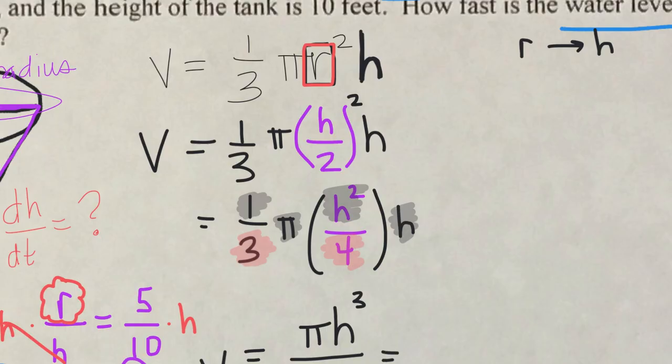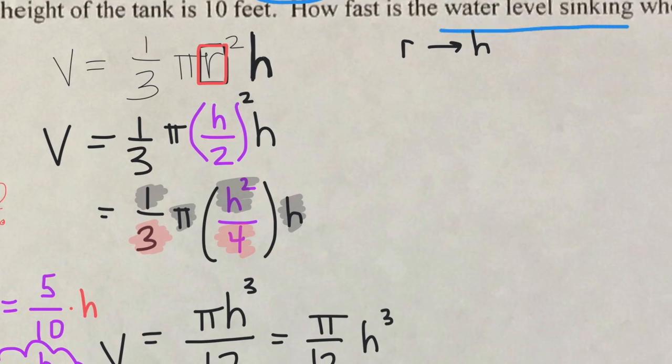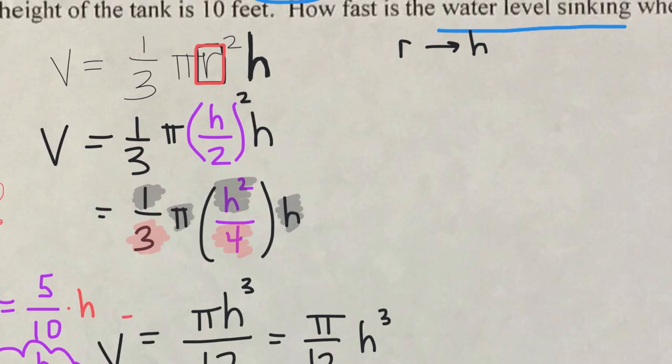Okay, and maybe for funsies, we want to write this as pi over 12 times h cubed. Right? Because pi over 12, that's a constant. That's a number. H cubed is my variable. Because now I want to perform the calculus and take its derivative. So we start with V. The derivative of volume with respect to time, well, that's dV/dt.